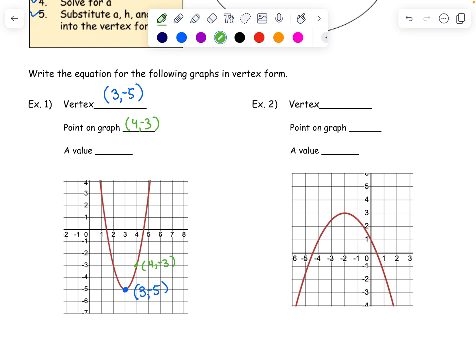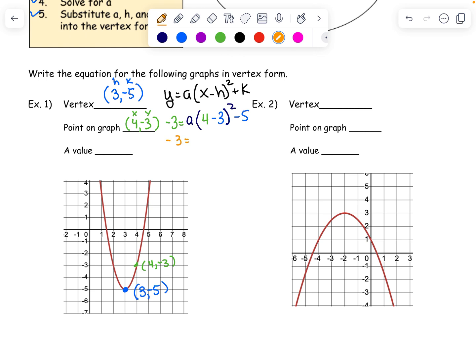So what we're going to do is plug in the x, the y, the h, and the k into our equation. Well, that is vertex form. So here we go. Our y is -3, equal to, we don't know a yet, our x is 4, the opposite of our h is -3, squared, and then we're going to be adding our k, which is -5. Okay, that's a lot. So let's go through and make this happen.